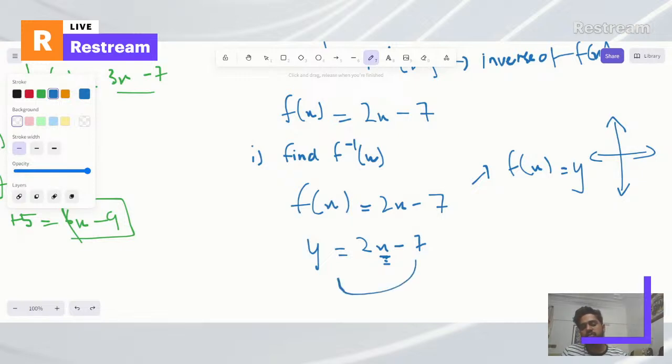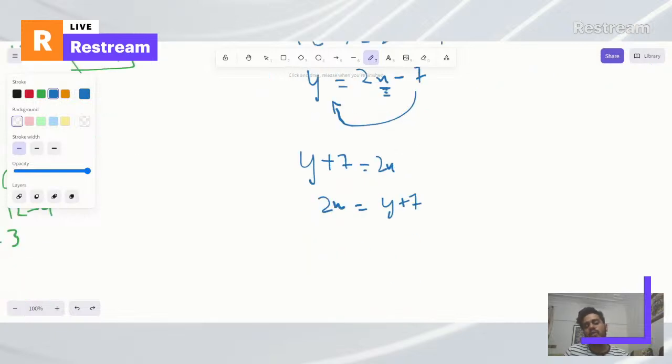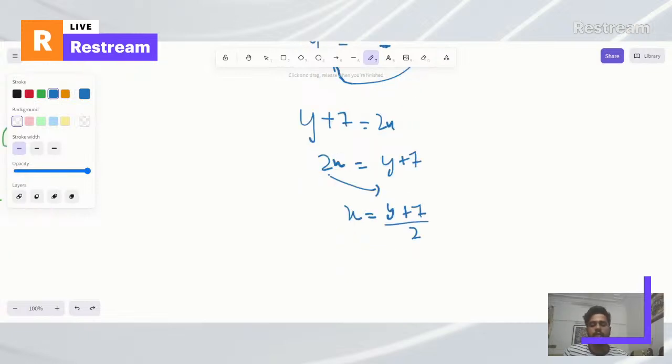So what do we mean by that? First we're going to move 7 to the other side, so it becomes y plus 7 equals 2x. Or maybe I should write it down as 2x equals y plus 7. That's basically the same thing. Now we have to isolate x. Because 2 is multiplied over here, we take it to the other side and it goes into divide. So it goes like y plus 7 divided by 2.